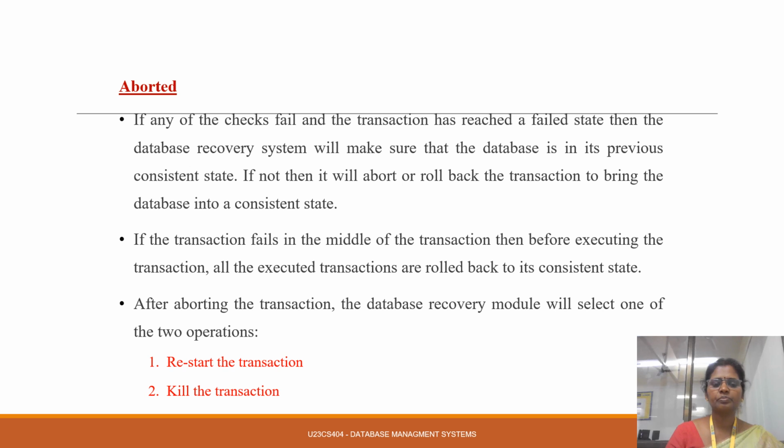Aborted state means if any one of the checks fails and the transaction has reached a failed state, then the database recovery system will make sure that the database is in the previous consistent state. For making the transaction go to the previous consistent state, the rollback is called. So if the transaction faces any aborting condition, the transaction may be restarted, or the transaction will be killed. If the transaction reaches the aborted state, either the transaction can be restarted or it can be killed.